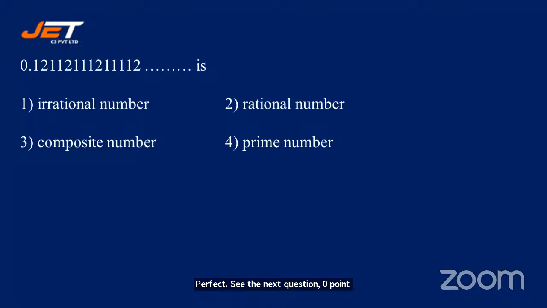0.1211211121112 and so on is dash. Is it an irrational number? Is it a rational number? Is it a composite number or is it a prime number? Let's see how many are giving me the right answer very quickly.